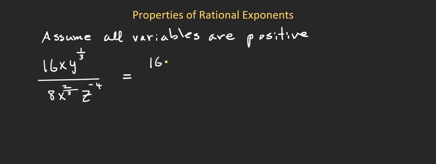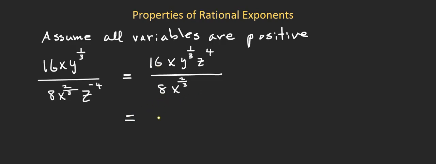So you get 16x y to the 3rd, z to the 4th over 8x to the 2/3, and that's it. Now all we need to do is simplify. 16 divided by 8 is 2. When you divide a variable, you have to subtract exponents. There's 1 here. So 1 minus 2/3 is 1/3. y to the 1/3, and you've got z to the 4th. So that will be your final answer.